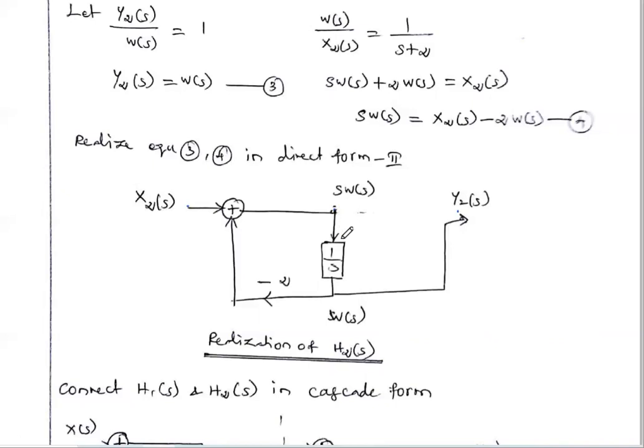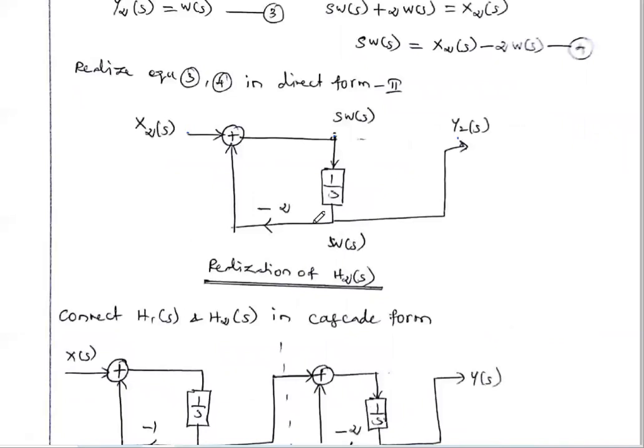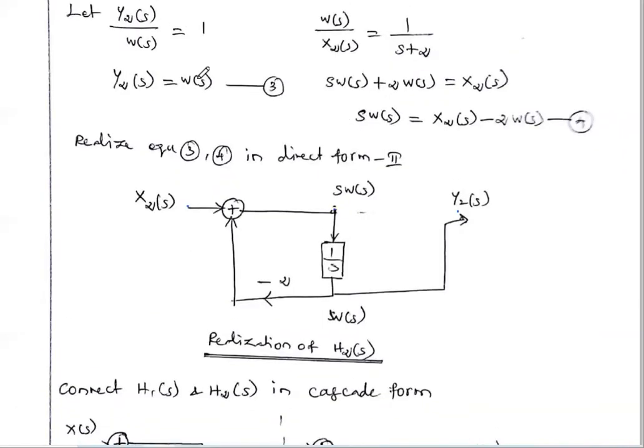From S into W, you give it to the integrator. The output of this integrator is W of S. This W of S you multiply with minus 2, and this answer is added. The output of this adder is S into W of S. Similarly, the output Y2 is nothing but directly W of S. So this is the realization of H2 of S in direct form 2.